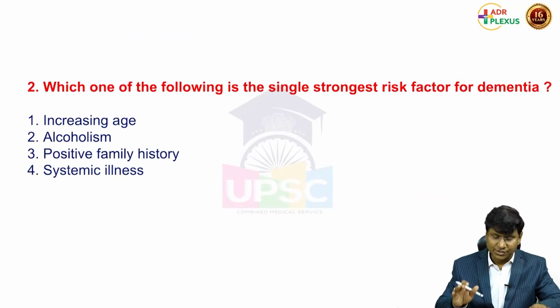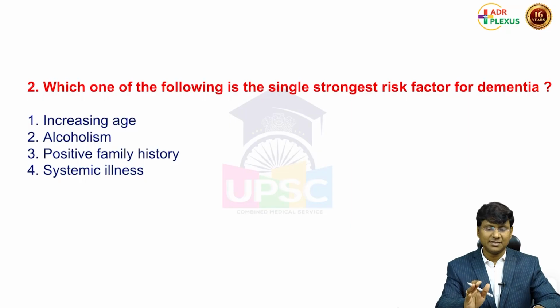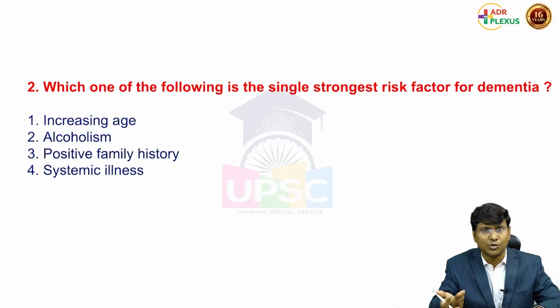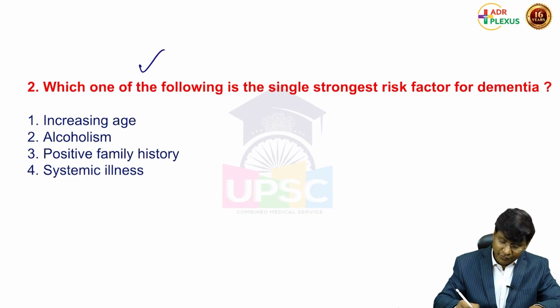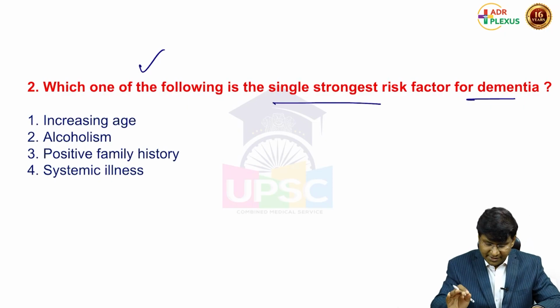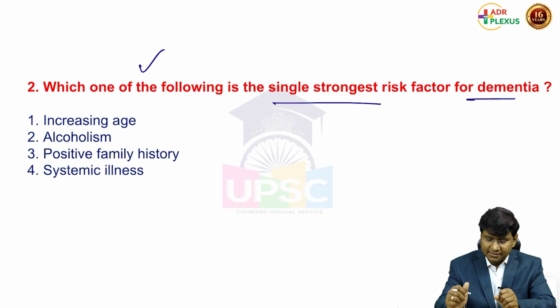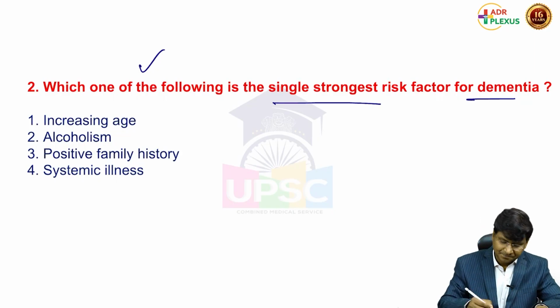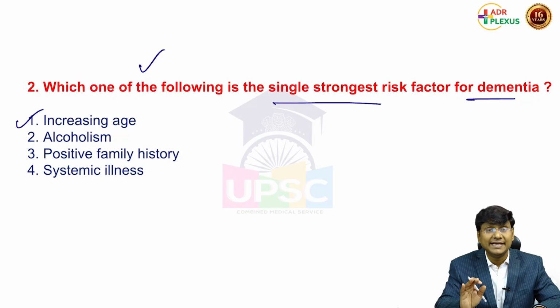So coming on to the next question. So that question was completely upon the differences between upper motor neuron and lower motor neuron lesion. Next, which of the following is the single strongest risk factor for dementia? Increasing age, alcoholism, positive family history, systemic illnesses. So in fact, all of these are the risk factors for the dementia, but out of all these, it is increasing age which is the strongest risk factor for dementia. And one of the common reasons for dementia in increasing age is the Alzheimer's disease.